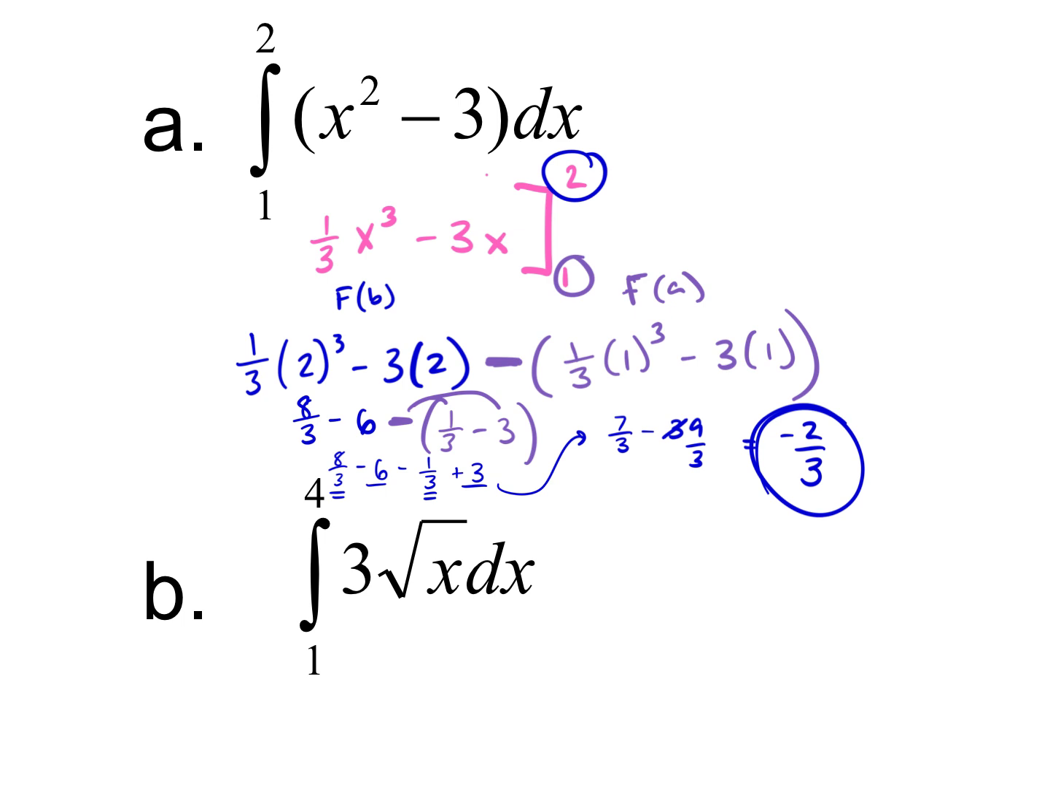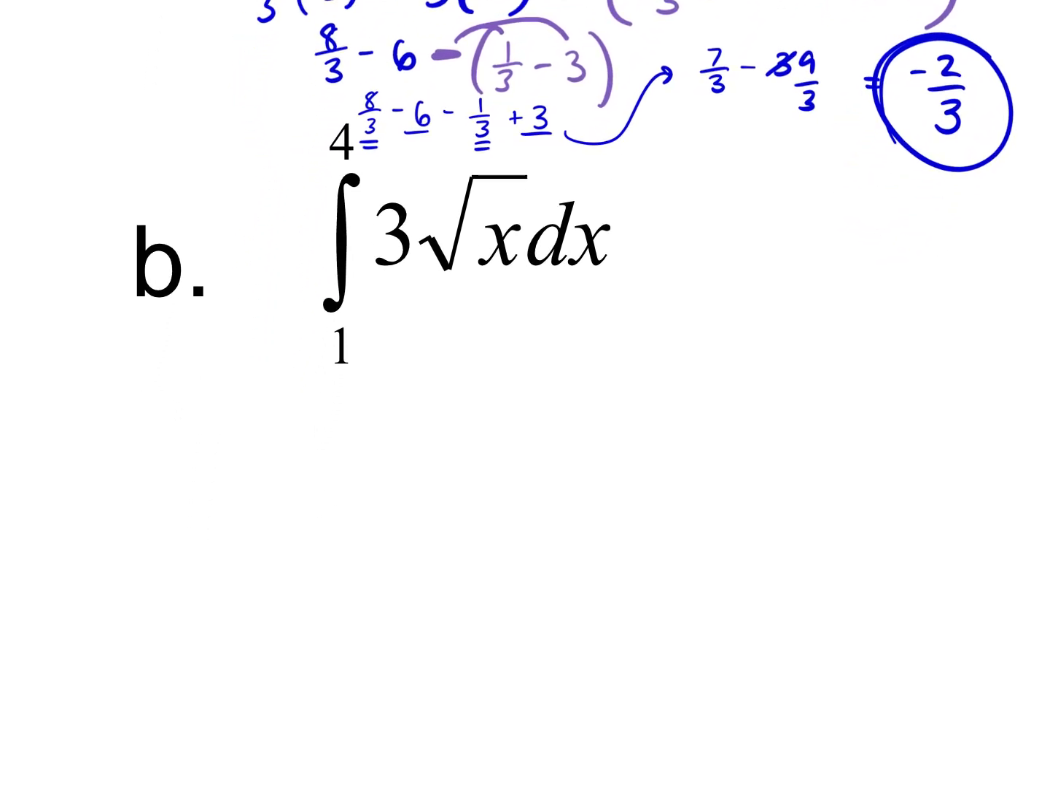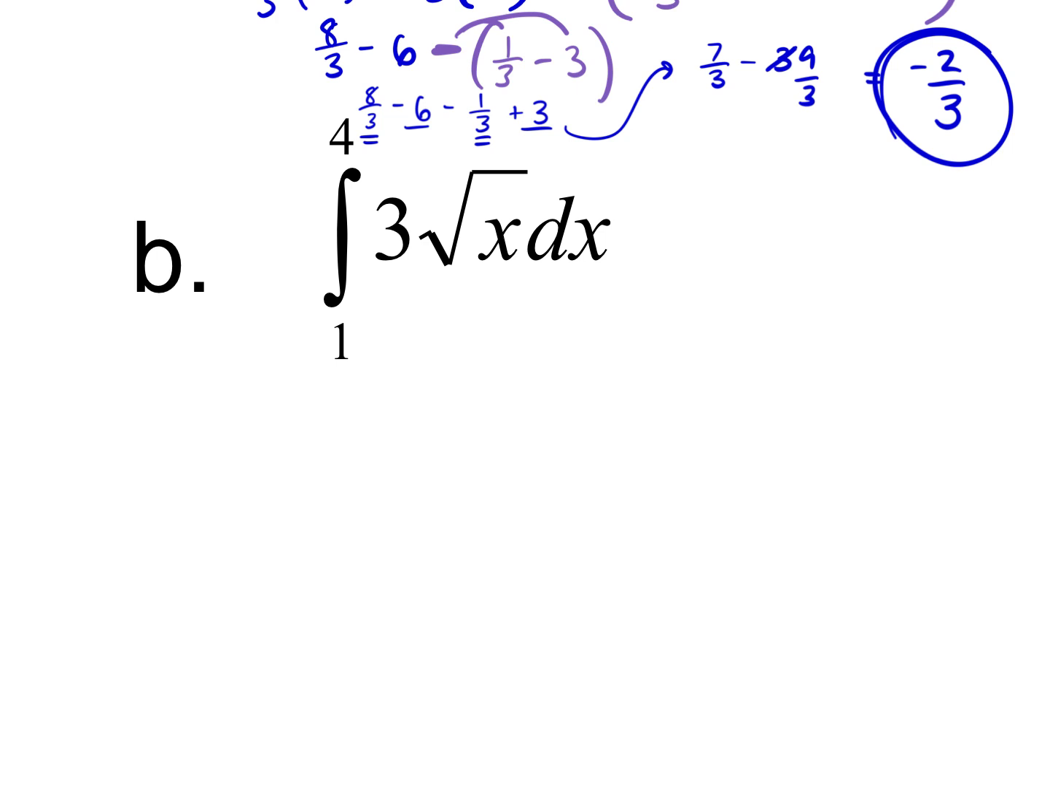Let's do it again. Let's look at B. First thing we want to do is find our antiderivative. I'm going to call this 3 times x to the 1/2 power. Let's rewrite it so we can find our antiderivative a little bit easier. When we find our antiderivative, we add 1 to the exponent. So this would be x to the 3/2 power. And then we divide by 3/2, or we multiply by 2/3. So the 3's cancel, and then this ends up being 2 times x to the 3/2 power.